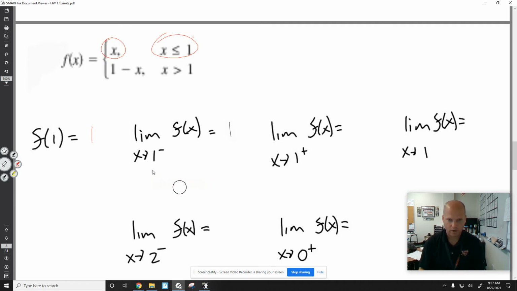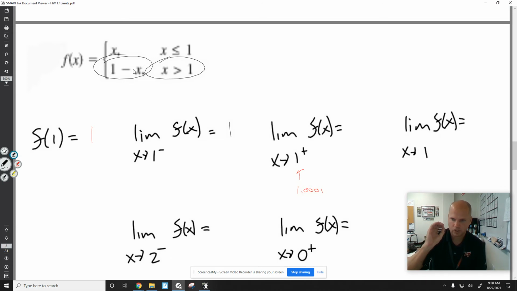Now let's think about 1 from the right. If I were to plug in 1 from the right, I would use something like 1.0001, something like that, or even closer. Well, we look up here to our piecewise function, and we are told that when x's are bigger than 1, you need to use 1 minus x. So I need to use this piece here. And I need to think about plugging in 1.0001 in here. Now, 1 minus 1.0001 is going to be something very, very close to 0. It's going to be a little bit negative because I'm subtracting more than what I started with, okay? But you're not going to put the answer of negative 0.0001, okay?